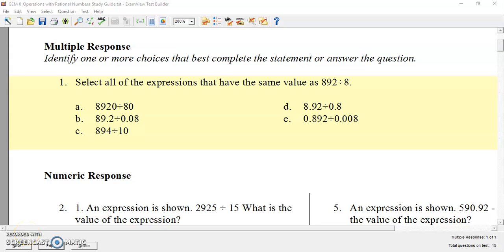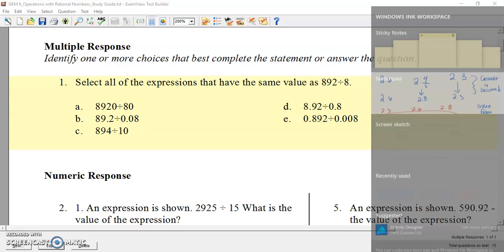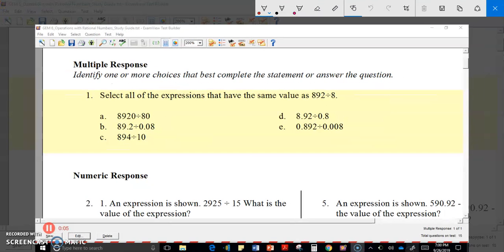Okay, so welcome to this video on rational numbers, operations with rational numbers, the study guide. All right, here's a screen sketch of the first problem.